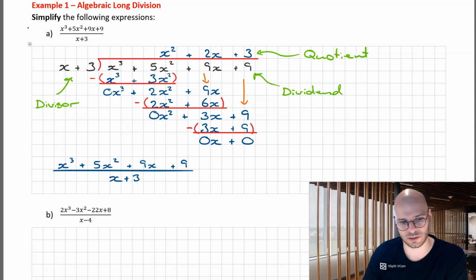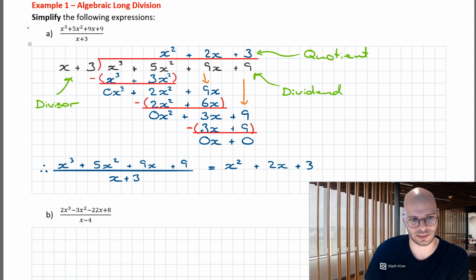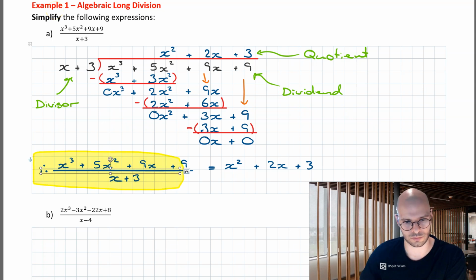division. So we can conclude that x cubed plus 5x squared plus 9x plus 9 all over x plus 3 is equivalent to saying x squared plus 2x plus 3. And we accomplish this using algebraic long division.